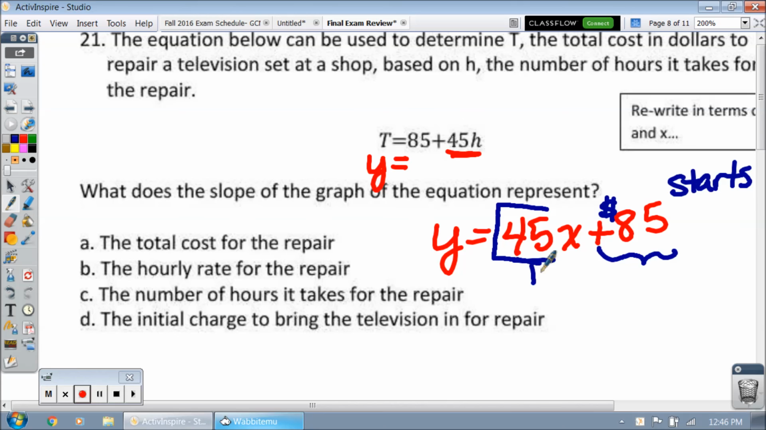And so they want to know, what does 45 represent? Well, that represents the cost per hour. So your answer is B.